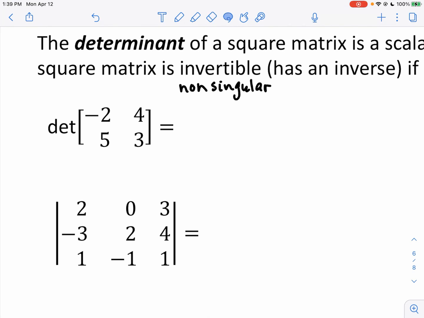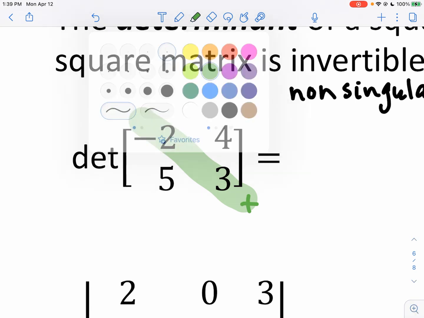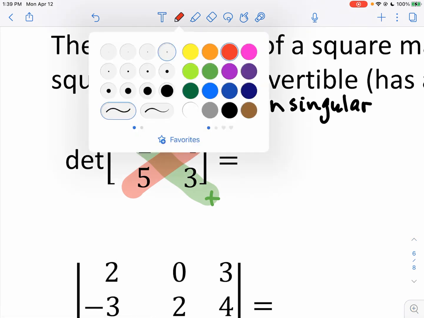Now, to find the determinant of a 2 by 2 matrix, you do the following. You multiply these entries here, and then get a product, and then you subtract the product of these entries. We're going to multiply those two entries here and keep the sign. Then we're going to multiply these entries and change the sign and then combine, or in other words, subtract that red product. So here's what it looks like.